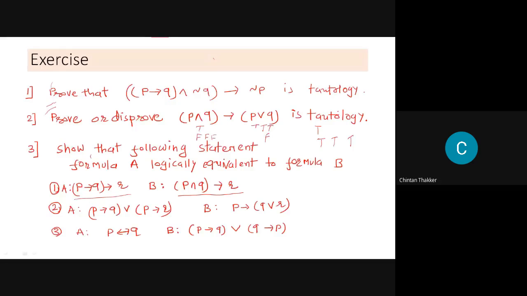Okay, so most of you got the equivalent. So the third one is also an equivalence. In the third one, we have just two statements, P and Q. So you have to make the truth table.